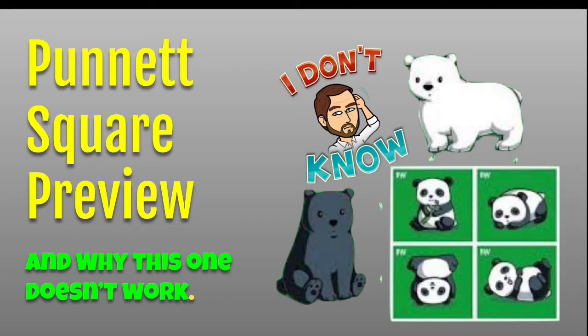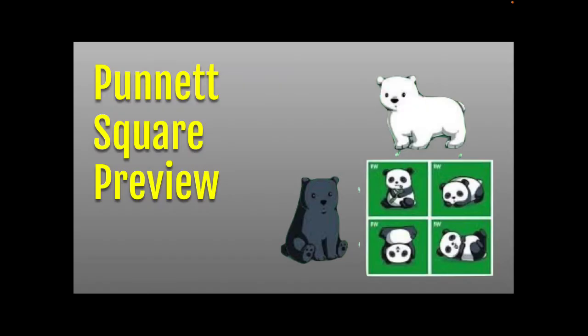Alright, today we're getting a preview of how Punnett squares work. Punnett squares are how you can determine the chance of two parents with certain traits passing them on to their offspring. So in this case, the parents are the bears, the polar bear and the black bear on the outside. Parents are represented on the outside. And the four cute little cubs in the boxes are the possible offspring.